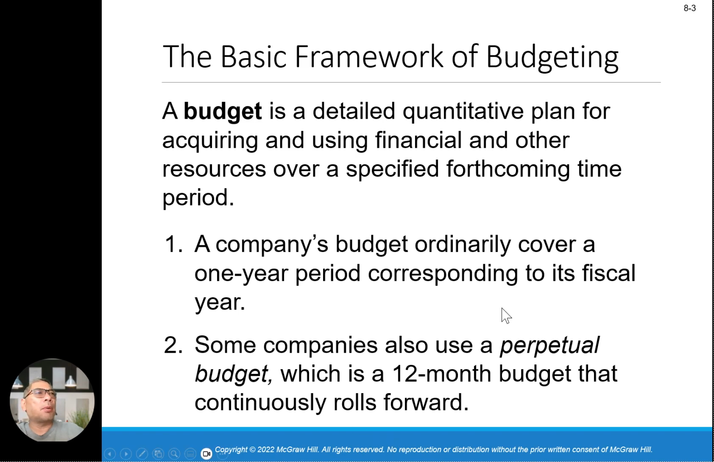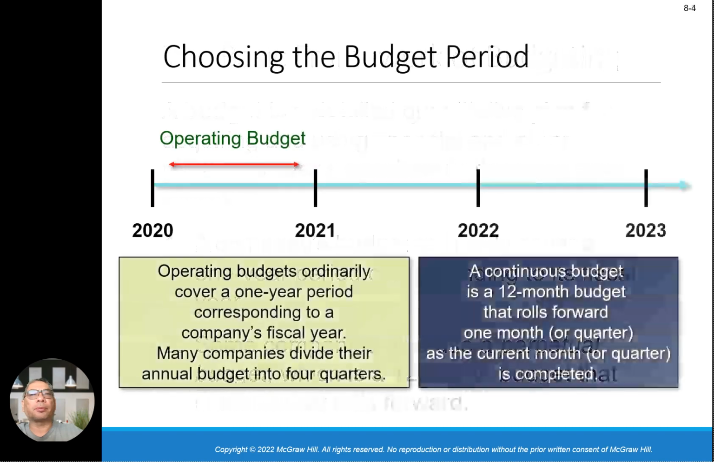Number one, the company budget usually covers a 1-year period corresponding to its fiscal year. The fiscal year in Canada and the US is mostly from January to December. Some companies also use a perpetual budget, which is a 12-month budget that continues to roll forward. This operating budget is on a per-year basis. It is a continuous 12-month budget that rolls over 1 month or a quarter at a time. The analysis is usually a comparison between quarter to quarter, but the operational budget only covers a 1-year period corresponding to a company's fiscal year. Many companies divide their annual budget into 4 quarters. That is a standard practice here in North America, and almost worldwide.